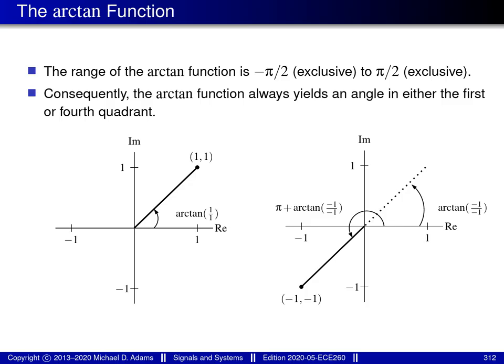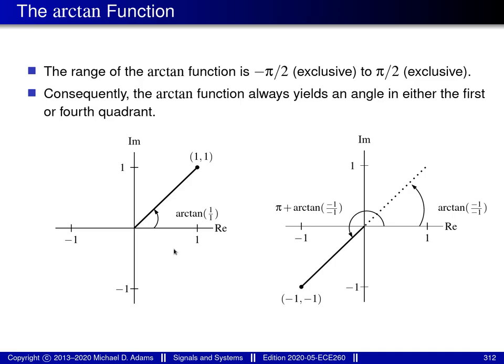When dealing with complex numbers, the arctan function is often very useful. In particular, it's useful in the context when we're dealing with the argument of complex numbers. The range of the arctan function is from minus pi over 2 to pi over 2, excluding both plus and minus pi over 2. And because of this, the arctan function always yields an angle which is either in the first or fourth quadrant. In other words, we have the 4 quadrants in the complex plane, and the first quadrant is the quadrant where both the real and imaginary part are positive, and the fourth quadrant is this quadrant down here where the real part is positive and the imaginary part is negative.